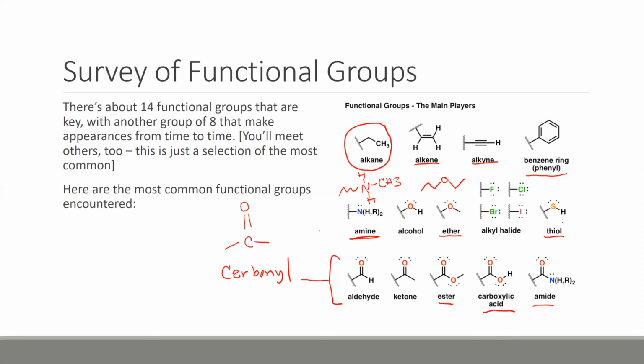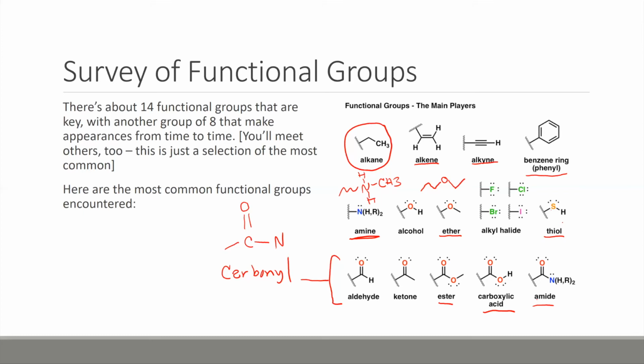So again, an amine group is a nitrogen that can have 2 groups attached to it, and these could be hydrogens or other carbons. But when you have this amine group next to a carbonyl, it makes it an amide.